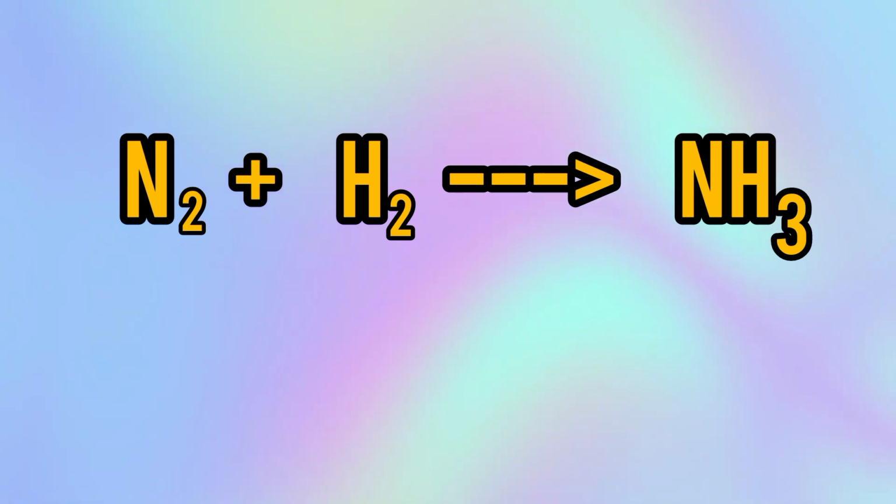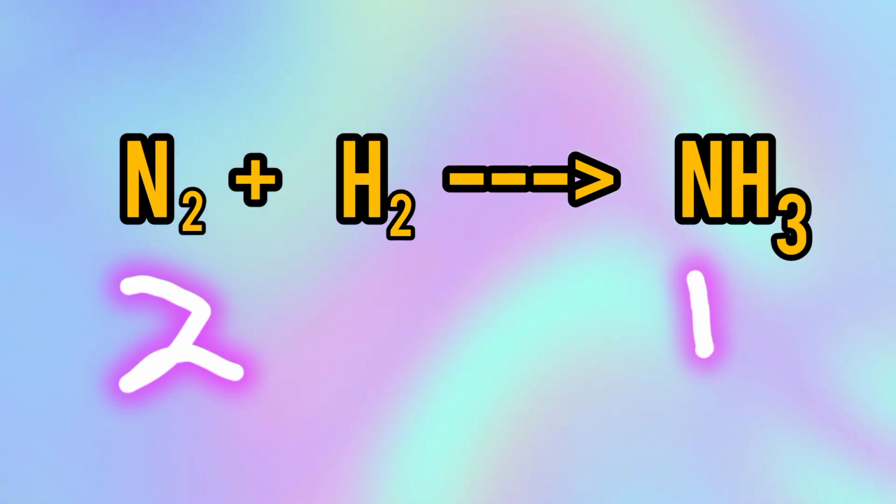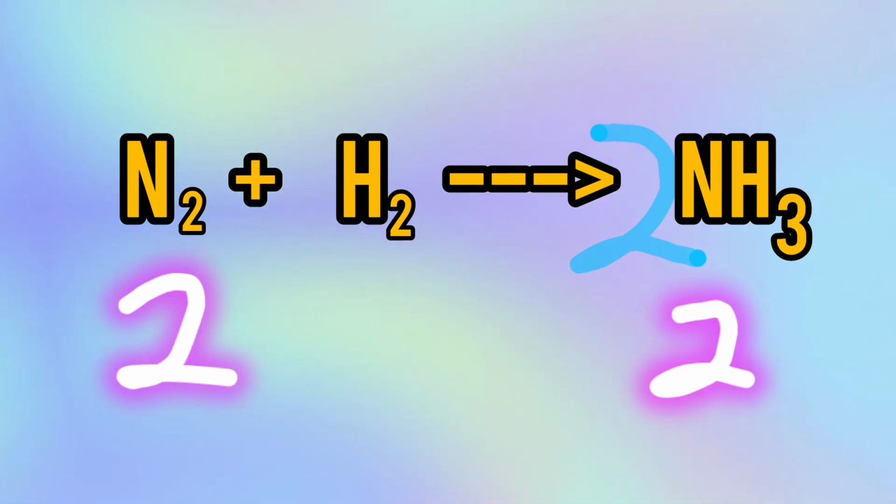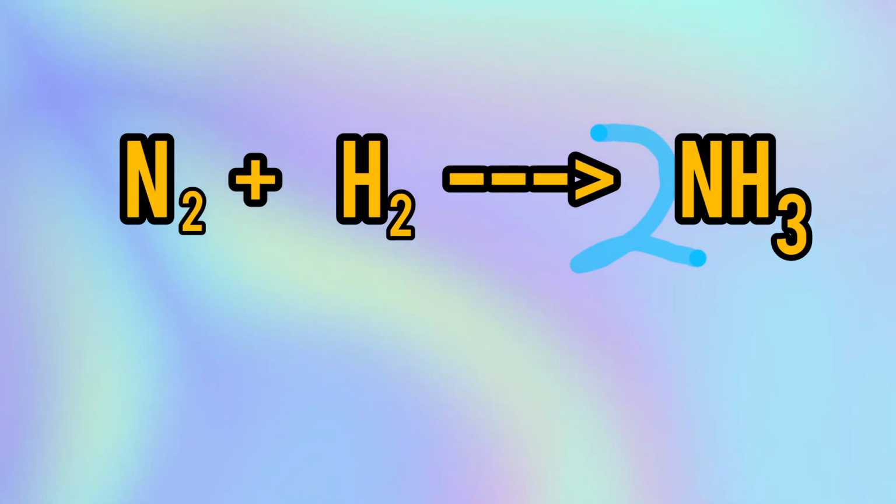First, let's make nitrogen 2 on the product side. Since it's 1, we multiply by 2 to make it 2. So we add 2 as the coefficient of ammonia, that is NH3. Let's see what happens. Now we have 2 nitrogen on the product side and 2 nitrogen on the reactant side. So nitrogen is balanced. Now, is hydrogen balanced?